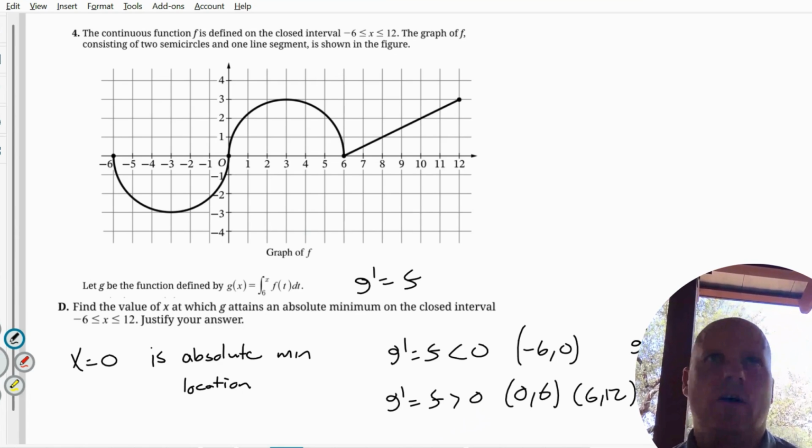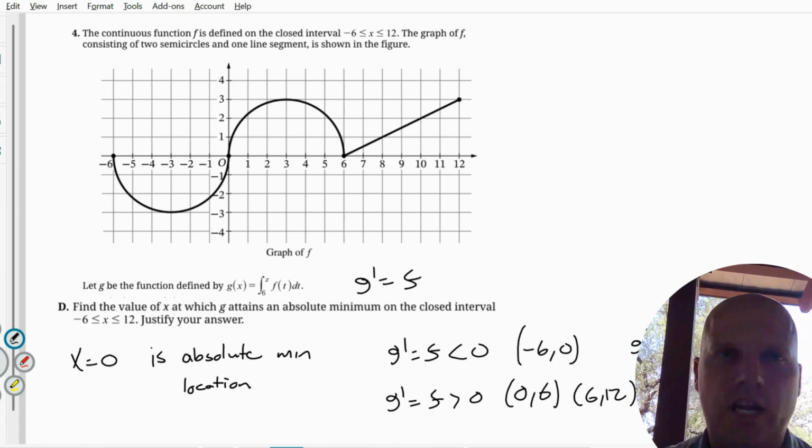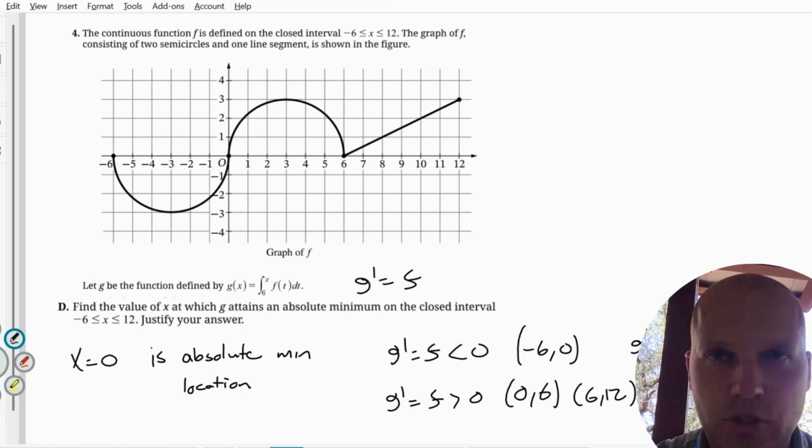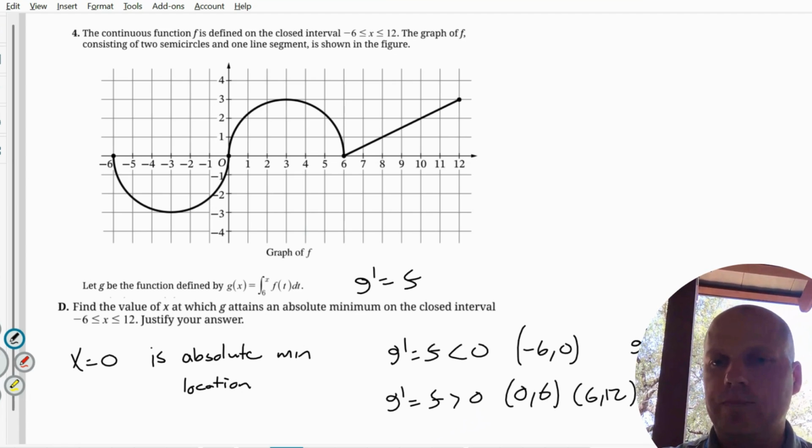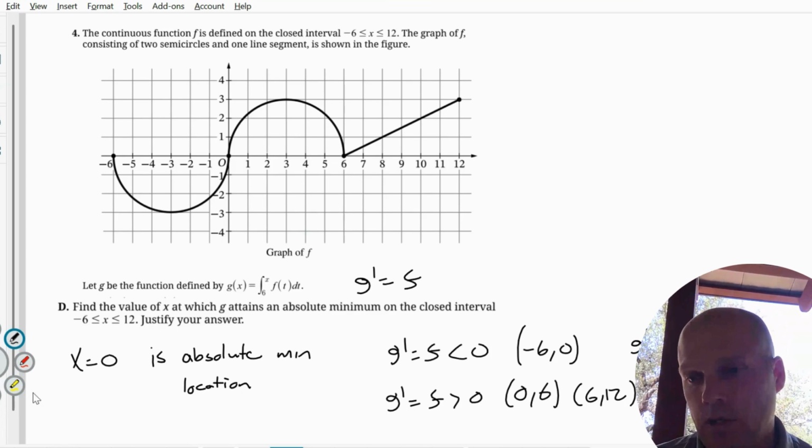I don't need to check all of my candidates. If you checked your candidates, great. I'm sure that's what your teacher taught you. However, in my class, we only check the candidates that we need to check because we've analyzed the signs of our derivative. The minimum had to be at 0, and this is why the minimum had to be at 0. I'm done. Cool? Moving on.